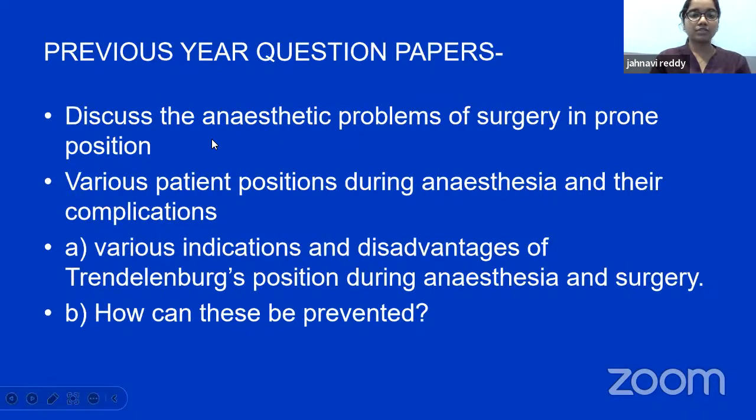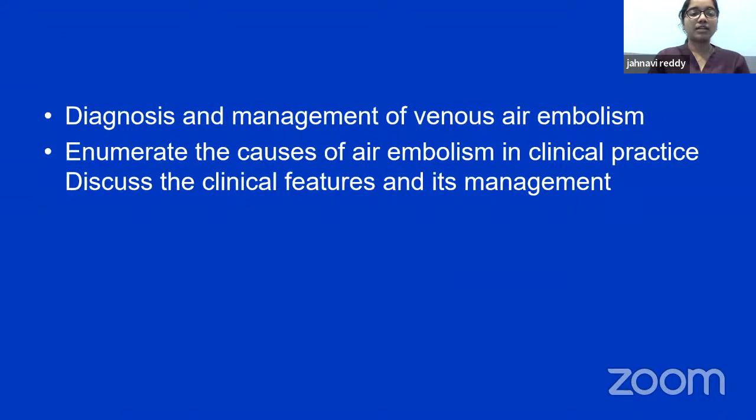And these are the previous year question papers. Discuss the anesthetic problems of surgery in prone position, various patient positionings during anesthesia and the complications, various indications and disadvantages of Trendelenburg position during anesthesia and surgery, and how can this be prevented. Diagnosis and management of venous air embolism. Enumerate the causes of air embolism in clinical practice. Discuss the clinical features and its management.